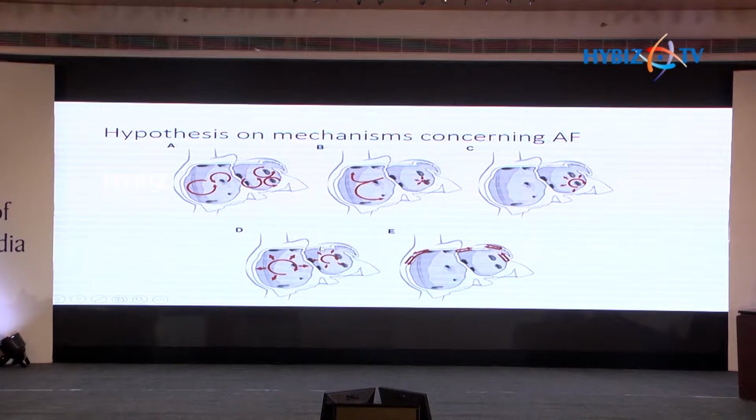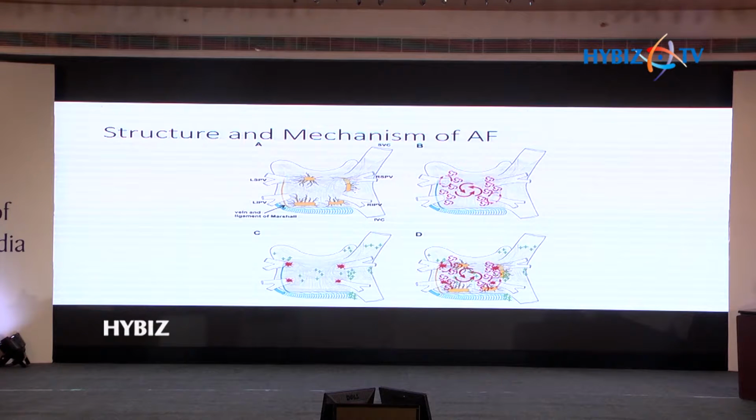And with all these hypotheses, what maintains is the hypothesis that says there is a dissociation between the epicardial and the endocardial layers of the atrium with mutual interaction, which leads to multiplying activity and maintenance of atrial fibrillation. So these are all important mechanistically.